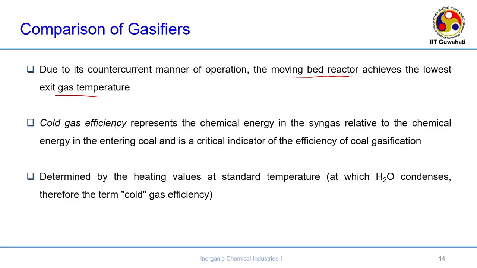In order to compare all the gasifiers, they have coined a term called cold gas efficiency. It represents the chemical energy in the syngas relative to the chemical energy in the entering coal, and is a critical indicator of the efficiency of coal gasification. Now, you have in the numerator the CO plus H2 heating value, and the denominator is determined by a heating value, based on how much steam is consumed to convert the coal per mole of coal. It is similar to the enthalpy change which we discussed in the previous lecture. So, it is determined by the heating values at standard temperature at which H2O condenses, therefore the term cold gas efficiency. So, it is the ratio of the heating content of the syngas in the outlet to the chemical energy initially in the coal.